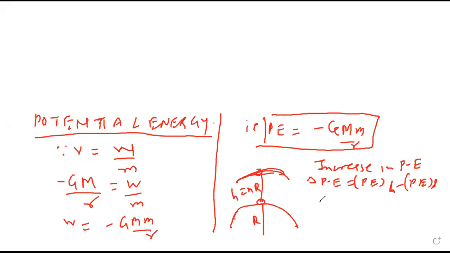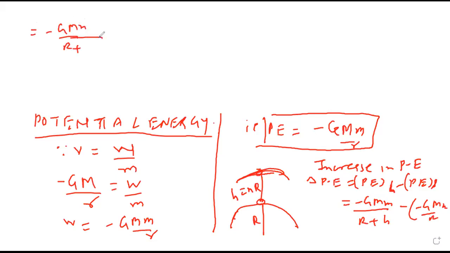Please practice all the formulas, at least 2 days, 5 times. So it is minus GMm upon R plus h, minus of minus GMm by R on the surface. So that is nothing but minus GMm upon R.